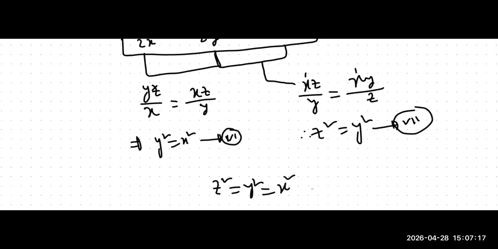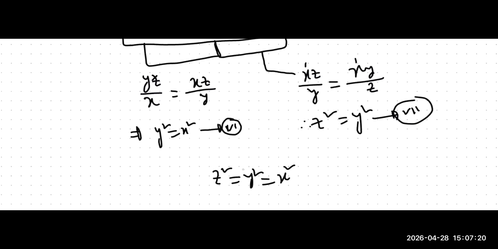We found that at the points where the maximum value occurs, x square equals y square equals z square. That means all of the square quantities of the variables must be same at maximum or minimum values.